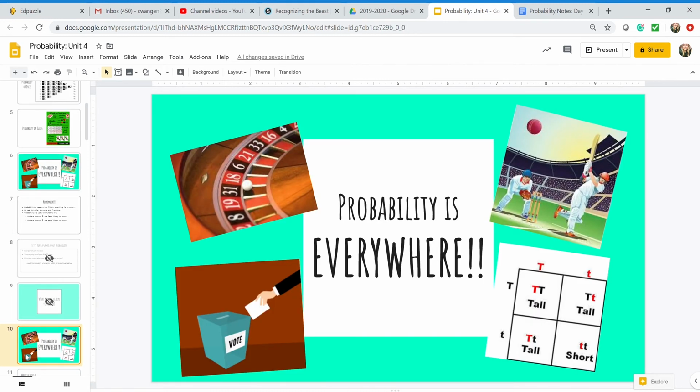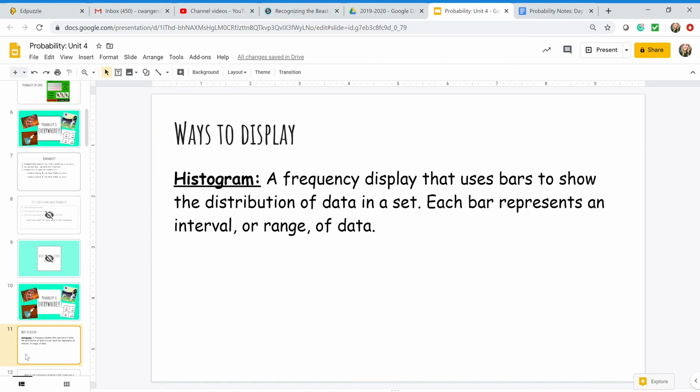Again, probability is everywhere, so just remember. So, ways to display. Well, this is in your notes: a histogram. It's a frequency display that uses bars to show the distribution of data in a set. Each bar represents an interval, or a range, of data. So keeping that in mind, histograms are different than maybe a bar graph.